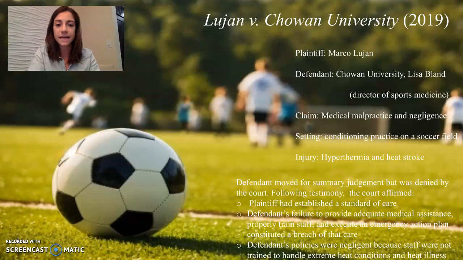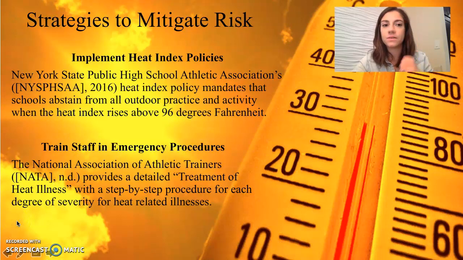The defendant moved for summary judgment on the case, but following testimony, the court denied this motion and agreed that the defendant had failed to provide adequate medical assistance, and indeed the defendant's policies were negligent because the staff were not trained to handle the extreme heat conditions. Some strategies that could be employed to mitigate the risks involved in this case would be to implement heat index policies. So the New York State Public High School Athletic Association actually has a heat index policy that mandates a school abstain from all outdoor practice and activity when the heat index rises above 96 degrees Fahrenheit. So in this case, if Chowan University had employed this type of heat index policy, they wouldn't have even allowed this soccer practice to happen outside, and Luan would not have even been exposed to these elements that resulted in his hyperthermia and heat stroke.